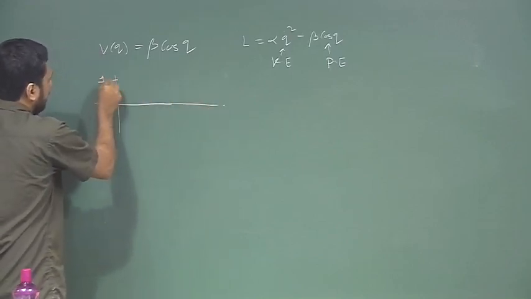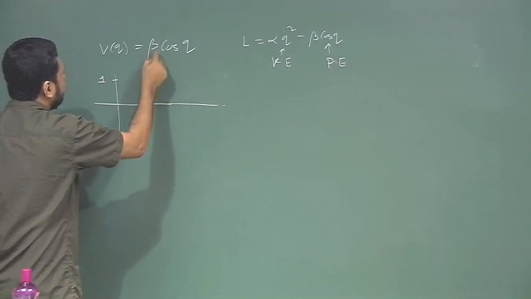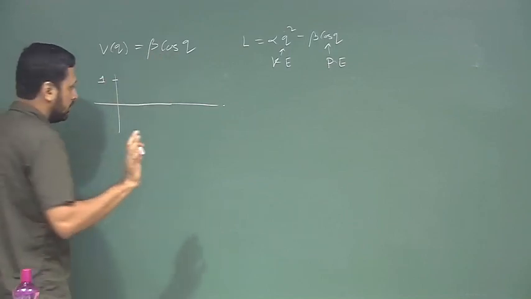It has a value of 1, I mean let us say beta is equal to 1, let us say. Okay.